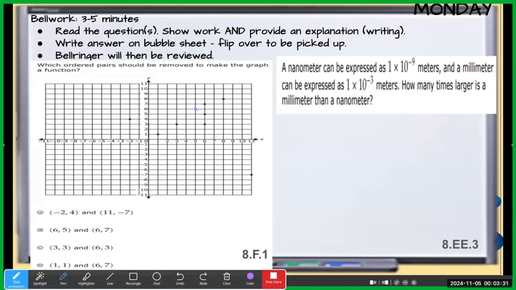Which order pair should be removed to make the graph a function? Talk to me about what you recognize. I ain't gonna lie, I did not know how to explain it.